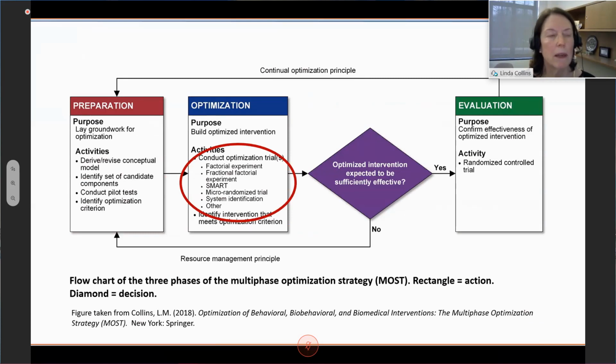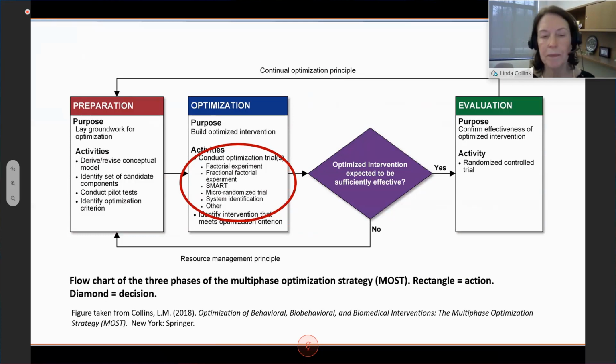On a different direction, I want to point out that in the optimization phase, there are a lot of different experimental designs that can be used. I talked very briefly today about factorial experiments and fractional factorial experiments, but the sequential multiple assignment randomized trial, or SMART trial, is a type of optimization trial. The micro-randomized trial, Susan Murphy and others are working in that area. It's a very interesting kind of optimization trial that is particularly relevant to mHealth applications.